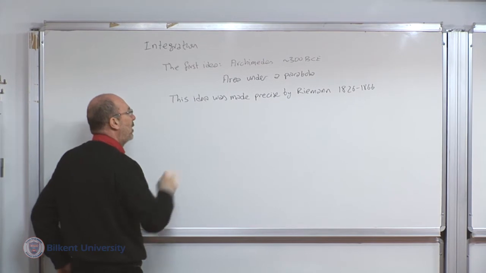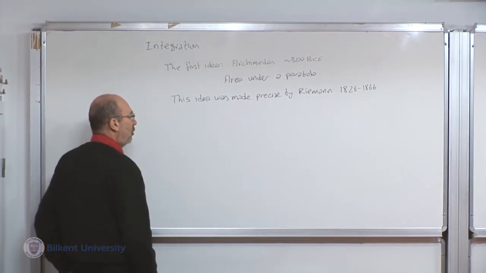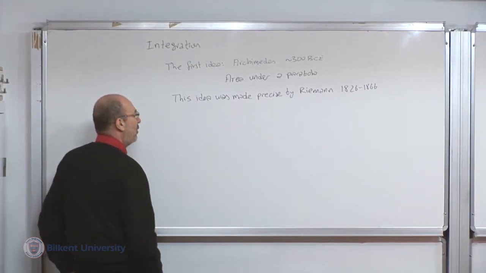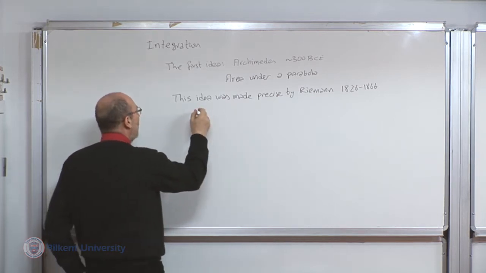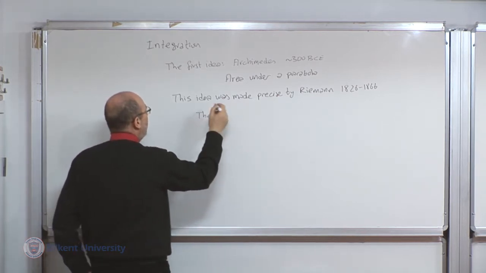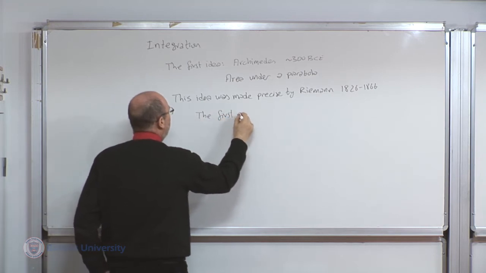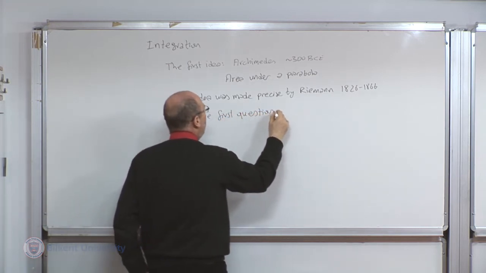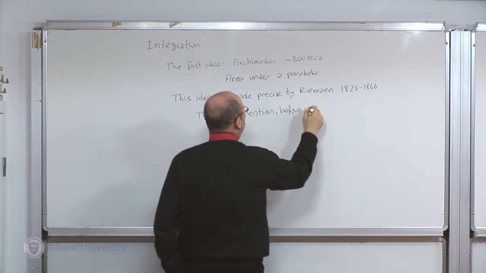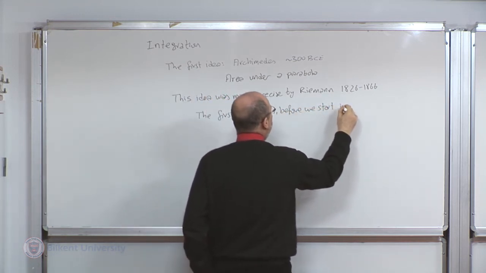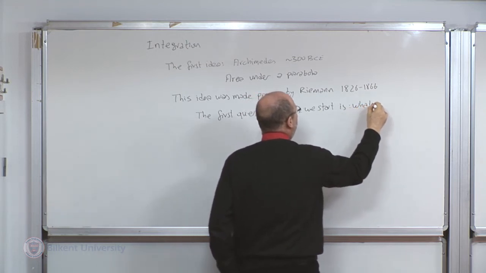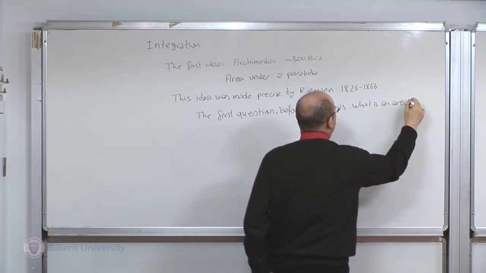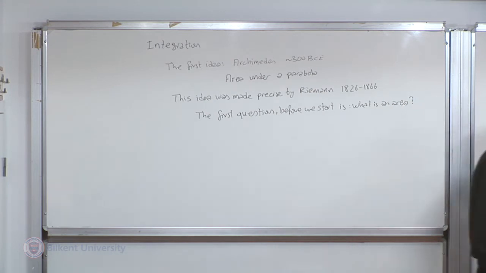Okay, so here, if we come to Riemann, and even after that we go a few more centuries. Well, we don't have many centuries, one more century maybe. Okay, so the first question, before we start, is what is an area? Okay, so if you think about this, you see that this is a question you must answer. You have to find an explanation for this, and it's not as easy as it looks.